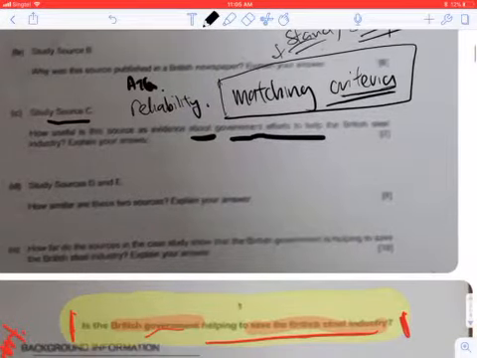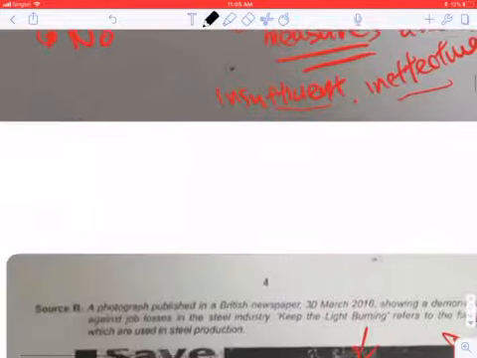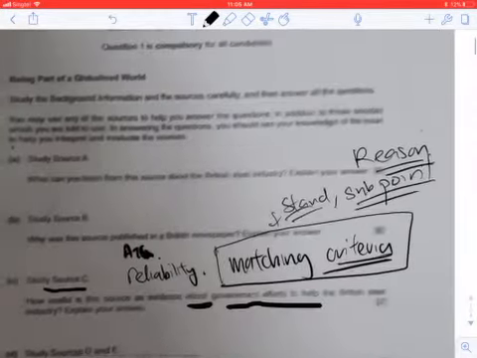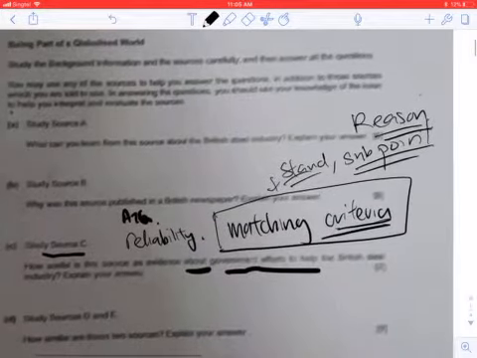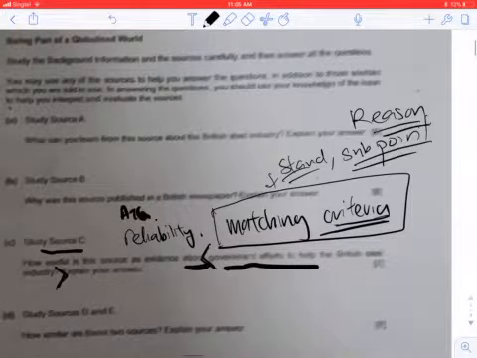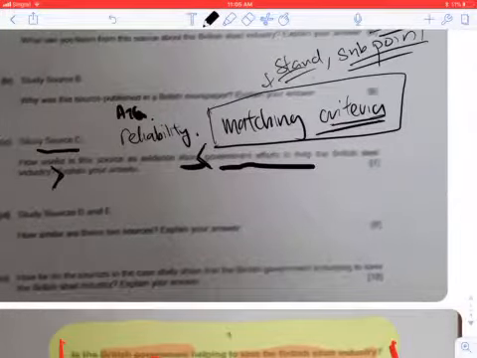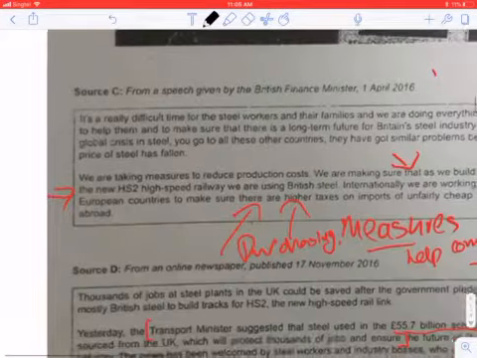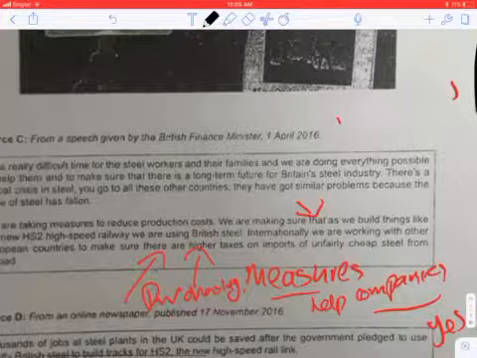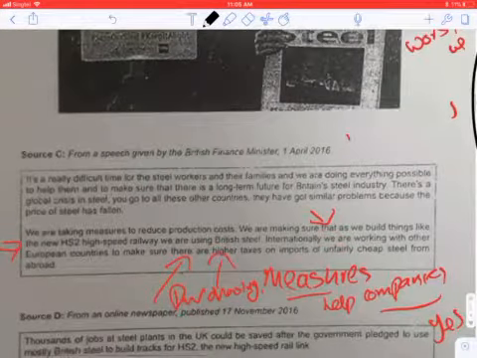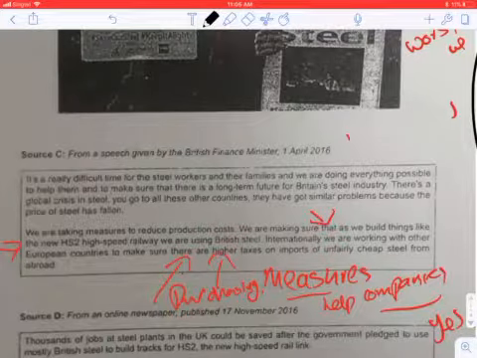Okay, so let's look at source C and what we found out just now. It's asking you about the government's efforts to help the British steel industry. So what exactly are the efforts? Are they sufficient or insufficient? Source C says that we are taking measures to reduce production costs. We are making sure we build things.